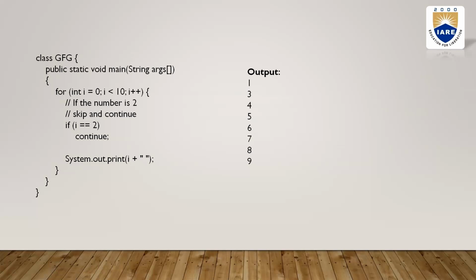If number is 2, skip and continue. That means first we print i equal to 0, then i equal to 1, then if i equal to 2, continue. It skips the value 2 because we are giving the continue statement. Then it continues from the next step, and we print 3, 4, 5, 6. But in the case of the break statement, it comes out of the loop. This is the basic difference between these two.